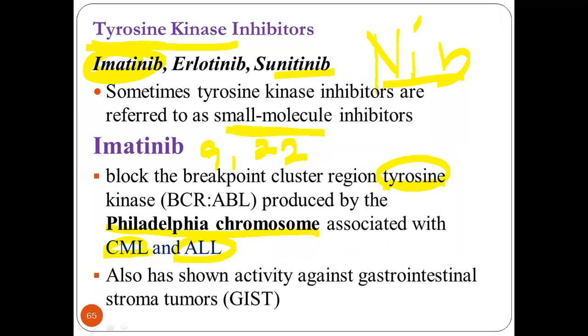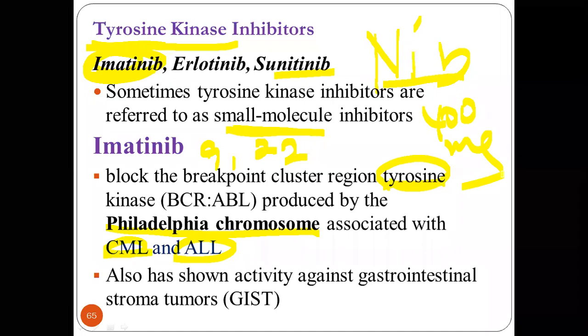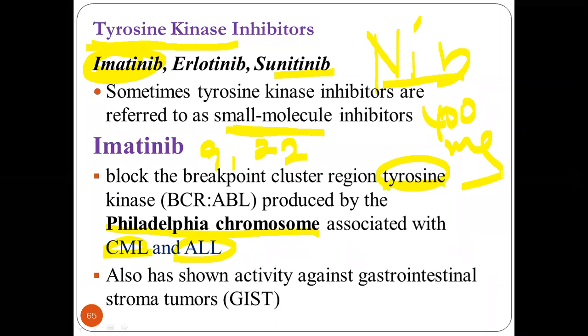and mostly imatinib, which is widely available, usually in the oral formulation, and the common strength is 400 milligram. We shall discuss in detail when we are discussing CML, but this is the gold standard management. It is the most effective treatment available in the market for management of chronic myeloid leukemias.